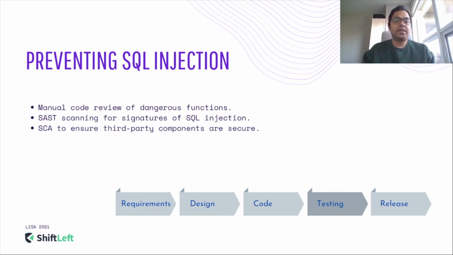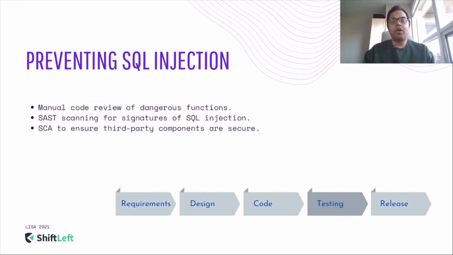And then SCA, software composition analysis, where you understand what third party components are being used inside your code. Are they secure? Are you using an old library, an old ORM library which makes SQL statements, and is that secure? We have seen these things in the past as well.